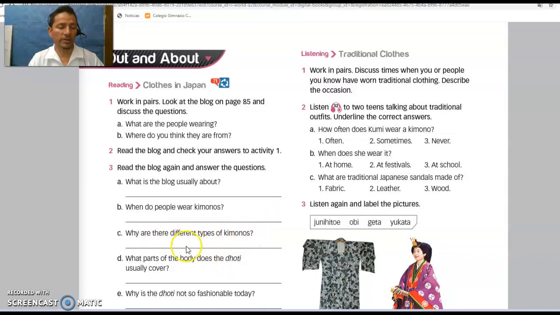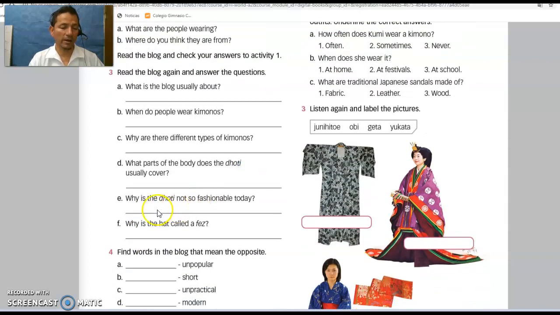Yeah, there are some kimonos for different people. And what parts of the body does the dhoti usually cover? Oh, that's good. In India, it happens. And why is the dhoti not so fashionable today? Yeah, there is a reason why it's not usually worn now. And finally, why is the color... Okay, so you do this in your house and you show me, okay? And this is the class.